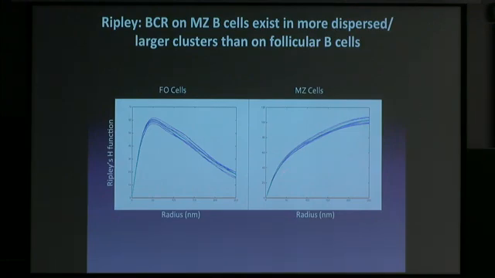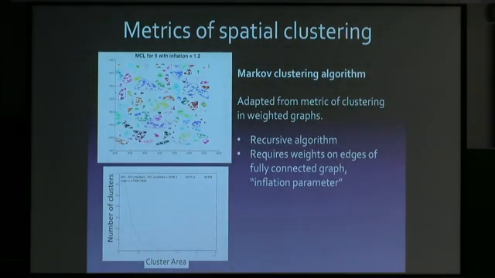Okay. All right. We have also played around over the last year or so with measuring what the clusters actually are. So we adapted a method for clustering in weighted graphs called the Markov clustering algorithm. I can explain it to anybody later on if you want. We're also able to segment the clusters like this, and then we can plot things like the number of clusters as a function of the cluster area. So we draw a convex polygon around the outside and measure the area of that.